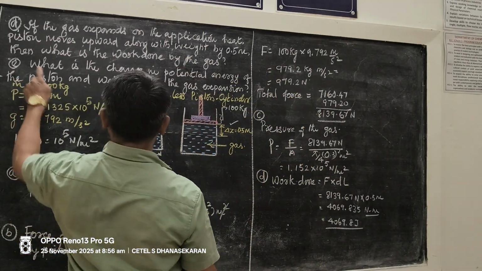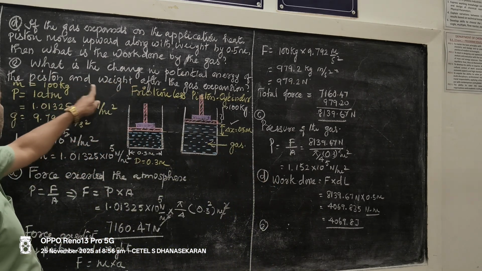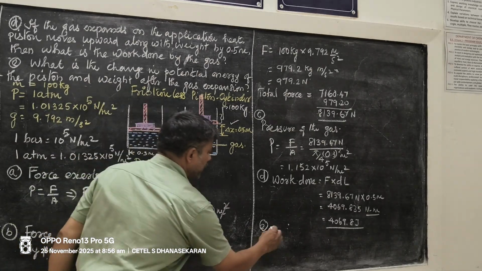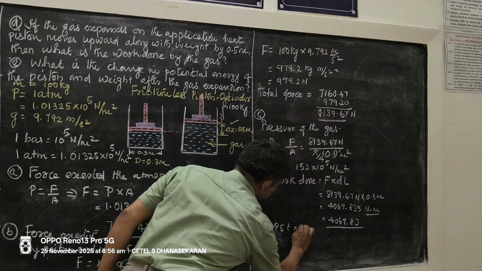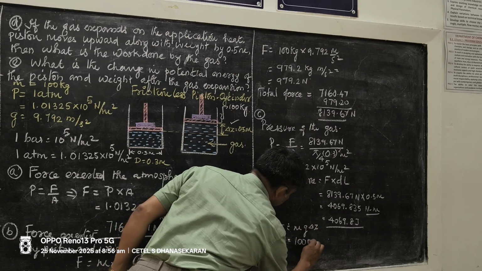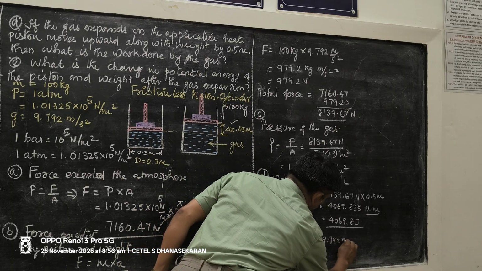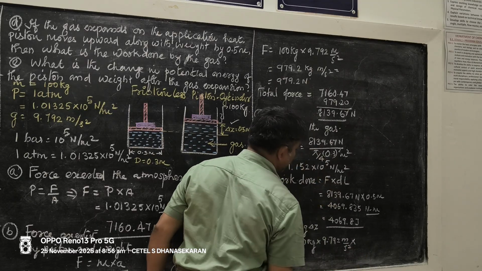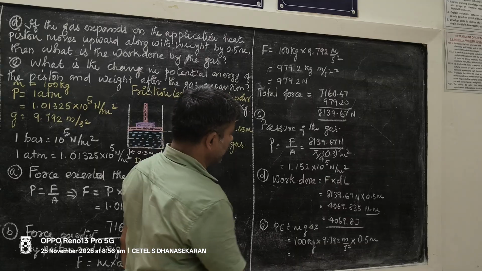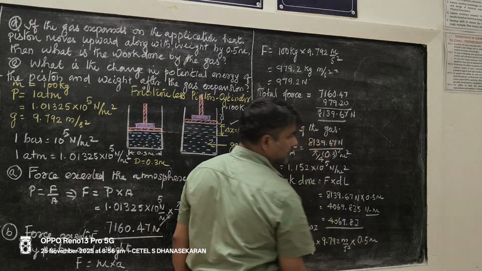What is the next question? Question C. What is the change in potential energy of the piston and weight after gas expansion? Potential energy P is equal to mg del Z. So mass is equal to 100 kg. g is nothing but 9.792 meter per second square, into dz is equal to 0.5 meter. The answer becomes kg meter per second square, which is nothing but Newton. Newton into meter is called joules.